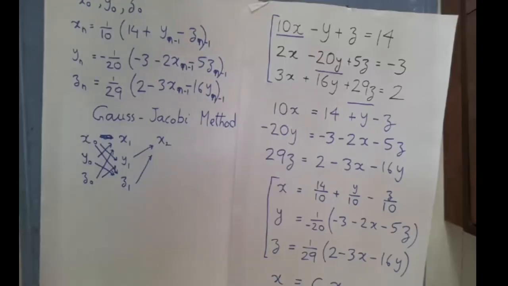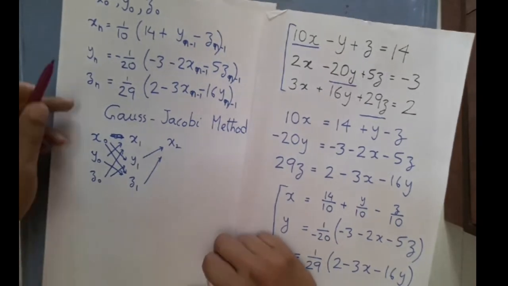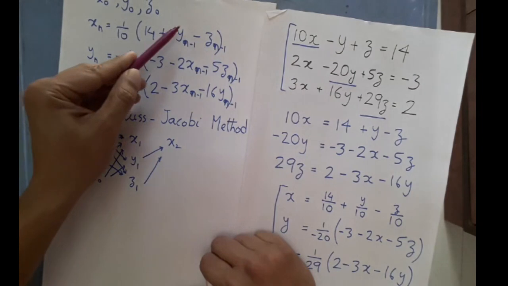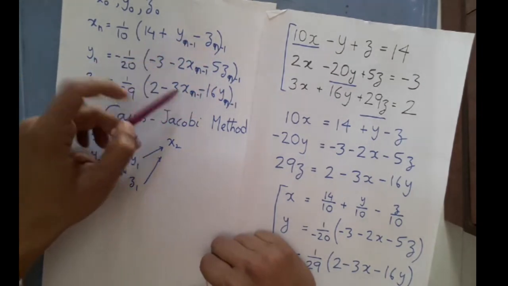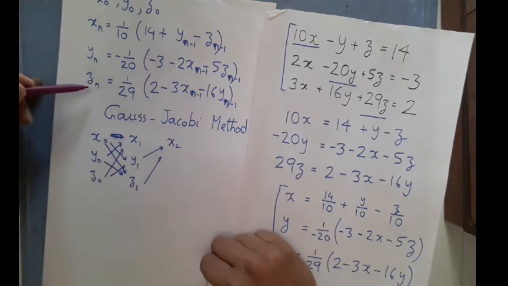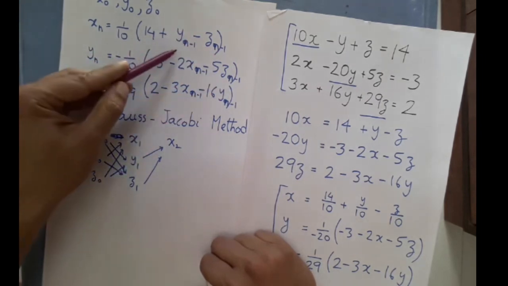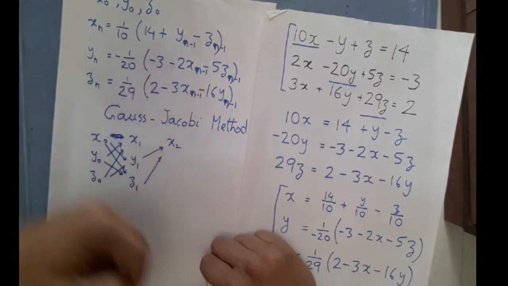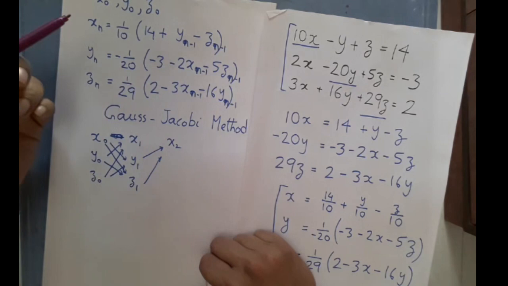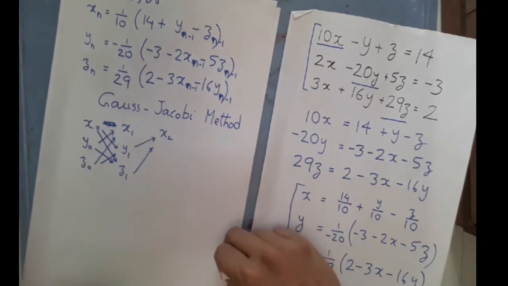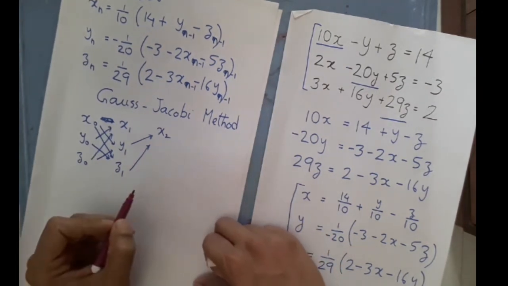Now it is possible to improve upon this technique by a very simple common sense trick, and that will give rise to the next method, which we shall discuss now. In the Gauss-Jacobi method, we always used the n minus 1th terms in the right hand side and got the nth terms here. So here there is no nth term, yn minus 1, zn minus 1, xn minus 1 and so on. If instead we use the most recently available term at every step, we get what is called the Gauss-Seidel method. So here the scheme will be like this.